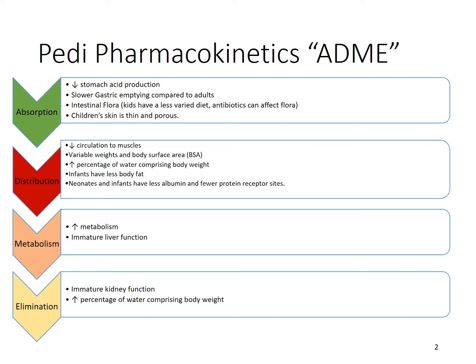Elimination and immature kidney function, so they may not clear medications. So again, things like antibiotics, they may have a different dosing than an adult, and also an increased percentage of water. Remember, again, for elimination purposes, a dehydrated child is more likely to become toxic, and they are more prone to dehydration than a grown-up.